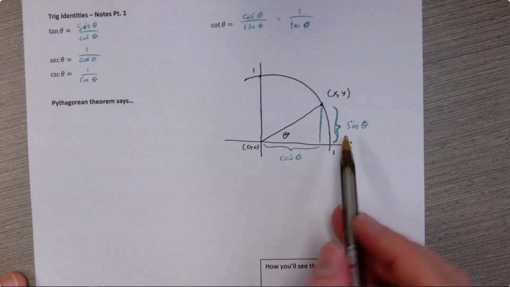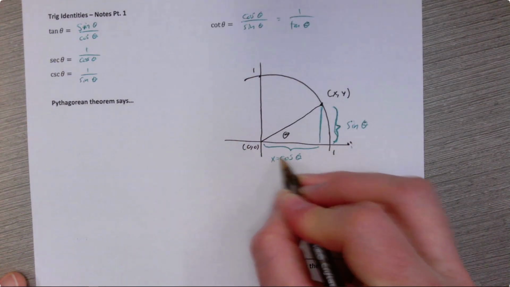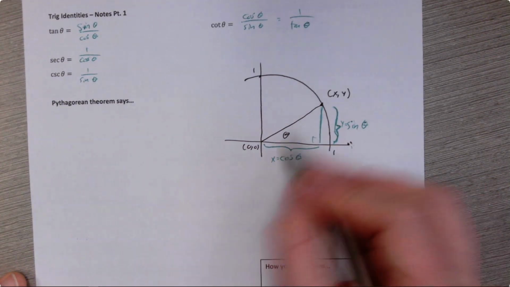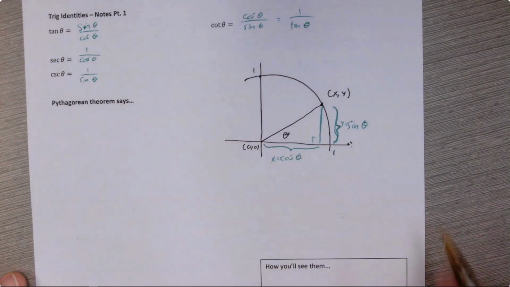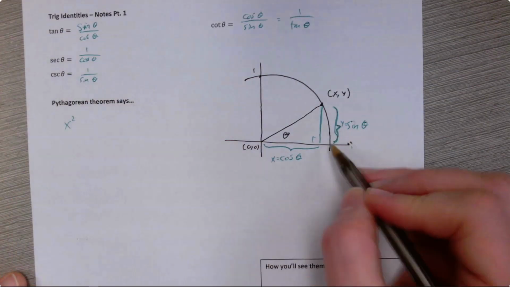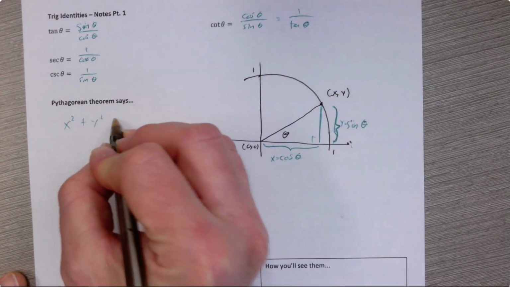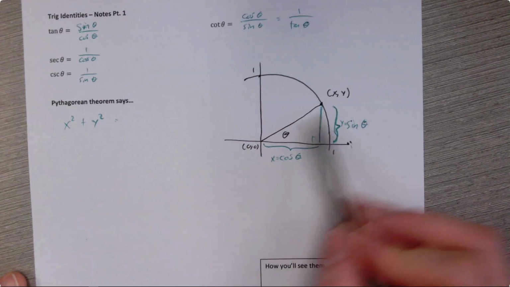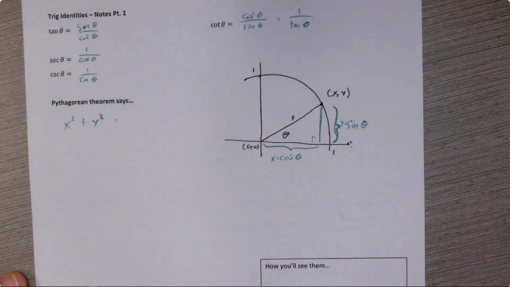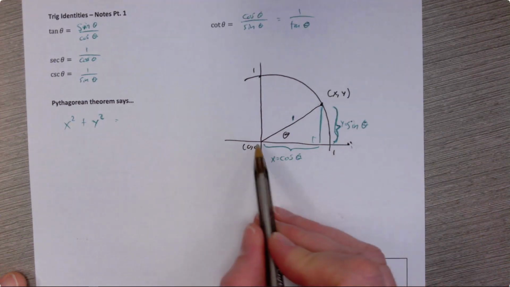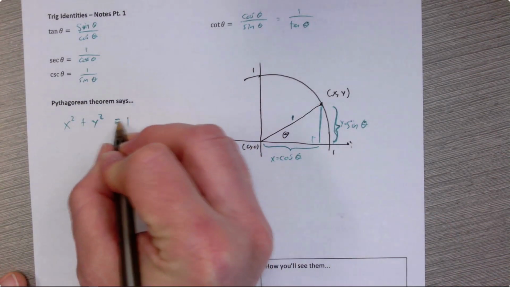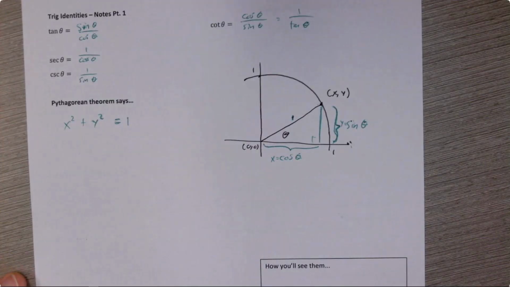Remember, let's write x equals and y equals here. So this right triangle, if we were going to write the Pythagorean theorem, we'd say that leg is x squared, that leg is y squared, that equals, what does it equal? How long is that thing? Definitely distance 1. So the Pythagorean theorem just says x squared plus y squared equals 1 squared, which I'll just write as 1 because it's silly to write 1 squared.